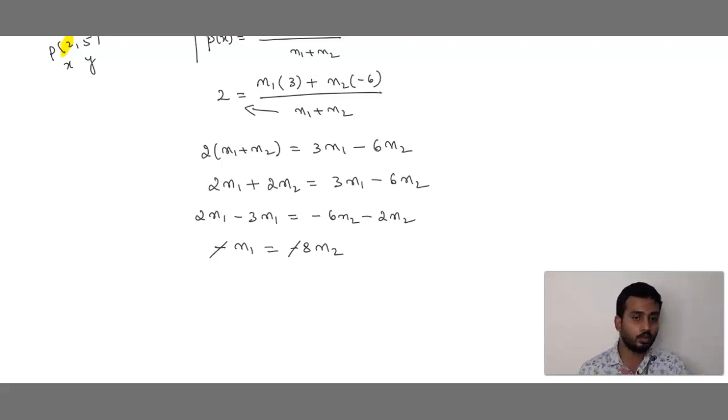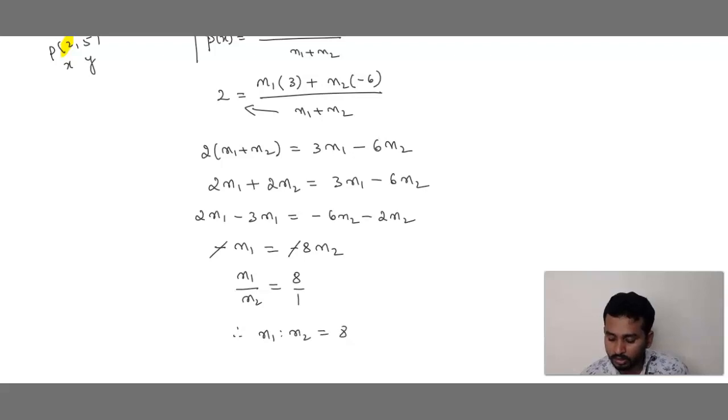Now take m1, m2 terms one side, constant terms other side. So what happens now? m1 by m2 is equal to 8. Now m2 I have brought to the LHS side, so it has become divided by m2. Here nothing is there means 1 is there. So therefore we can say that m1 is to m2 is equal to 8 is to 1.